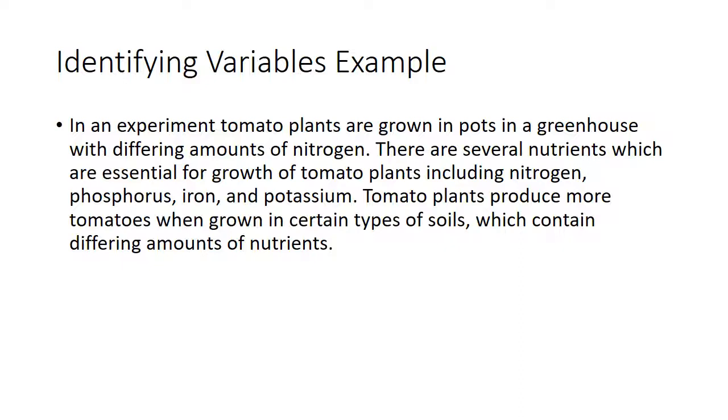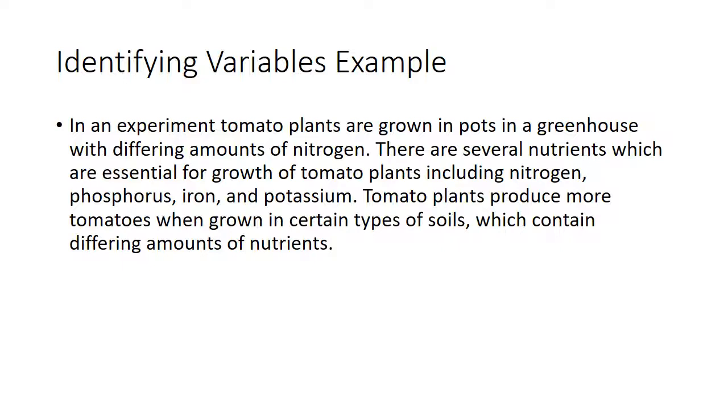We don't want, in the small amount of nitrogen pot, a large amount of phosphorus. And then in the medium pot, we want both medium amounts. You wouldn't know whether it's the phosphorus or the nitrogen affecting the growth, right? So you want all of those nutrients to stay the same. You also want the size of the pot to stay the same.